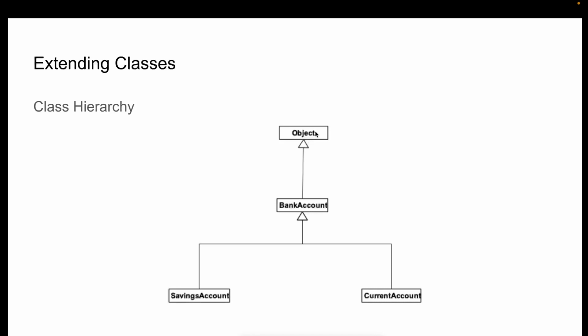And this Object class acts as a parent class for all these classes. It's a parent class for bank account, and since bank account is a parent class of savings account and current account, always remember, the Object class is a parent class of all the classes. So this is the class hierarchy in inheritance.